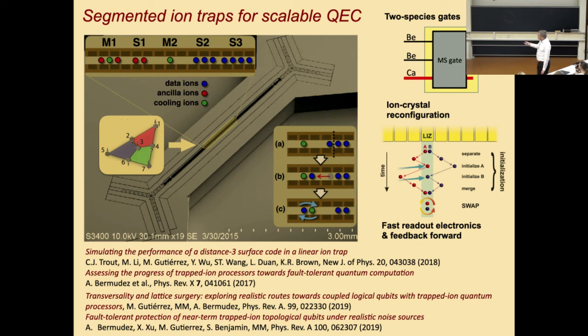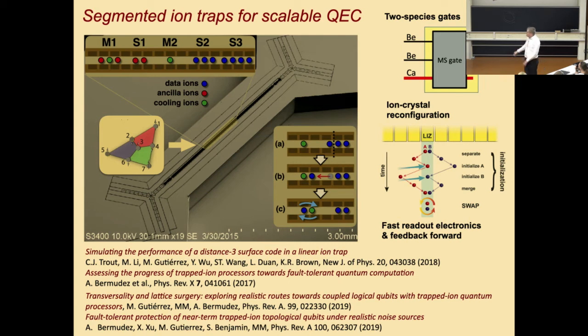Now, what we did in my group is we looked at different architectures, and here you see the segmented ion traps that have been introduced earlier, where you have a register of qubits that you can use to encode a logical qubit, but also you have ancillas to measure as flag qubits and as stabilizer ancillas, and some additional ions that are used for recooling. In these segmented traps, you can move ions around, split crystals apart, even rotate little crystals, and bring them into what is known as the laser interaction zone, where you can do gates on them.